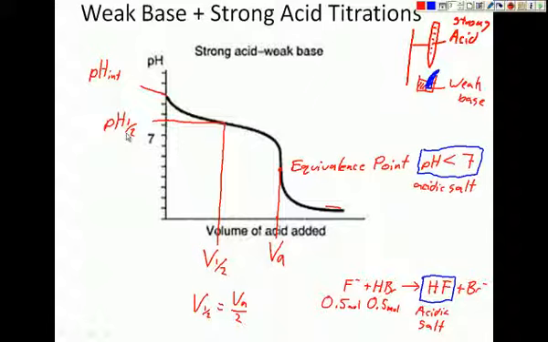Okay? So important things to take away from this are where these things are located. Where's pH initial located? pH half, V half, VA. The equivalence point, okay, it's right in there. And why is the equivalence point less than 7 for this style of titration? The reason is it makes an acidic salt. Okay, now let's look at some calculations and derive some formulas.